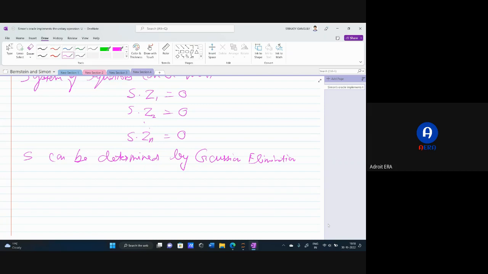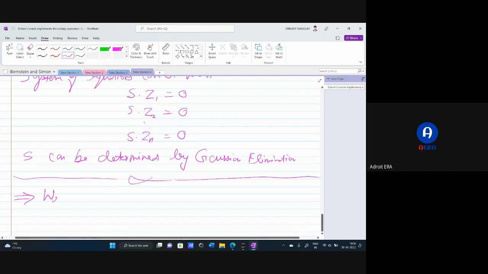And now what happens? Let me write a few points. The analysis is complete here. So let us write a few points. We only get a unique non-zero solution if we are lucky.